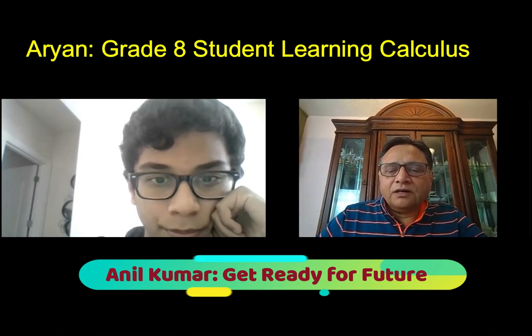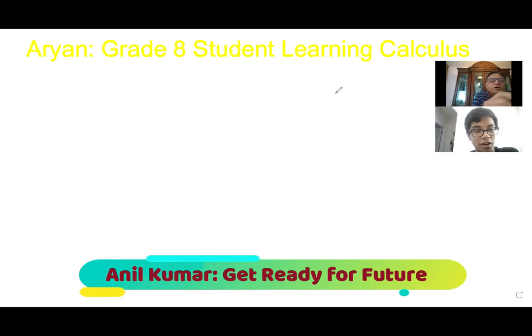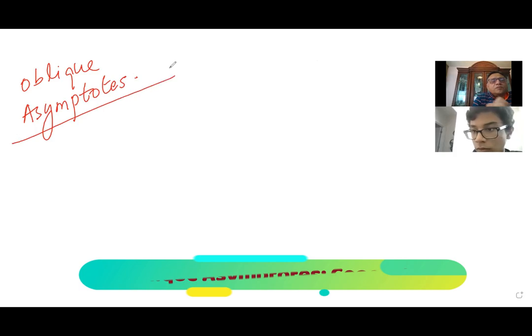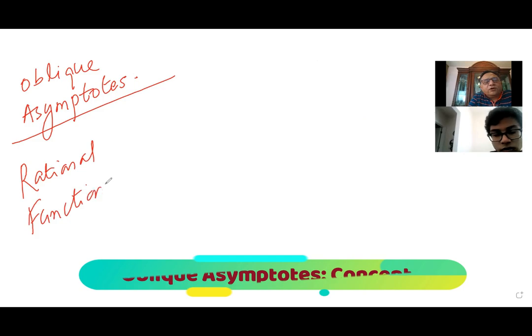Yeah, as well. And like, oblique asymptotes. We cannot discuss oblique asymptotes. So, you are actually doing rational functions, right? So, when do you get oblique asymptotes?